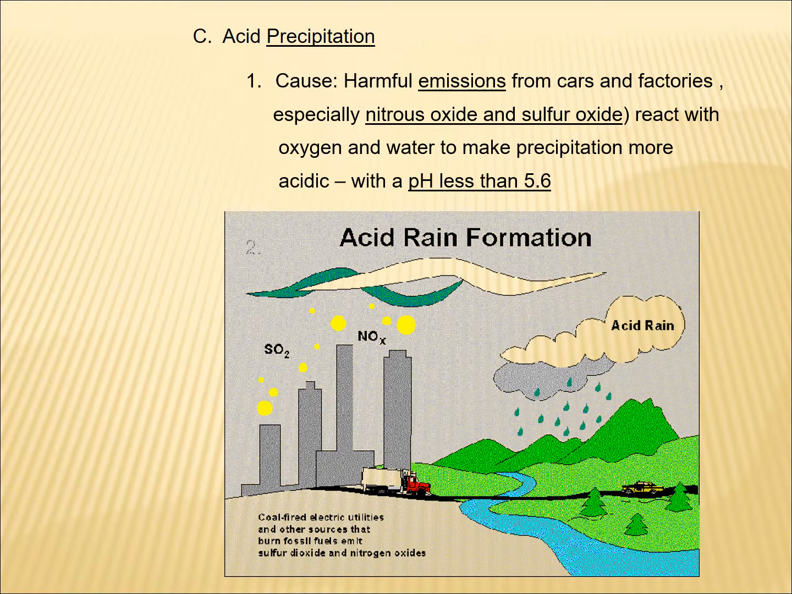So acid rain formation, you can see here it comes from factories and cars. It goes up into the atmosphere, and then when the moisture condenses, it becomes rain. So it's not just what is happening here in the United States, but also what's in other countries will affect people across different country boundaries.